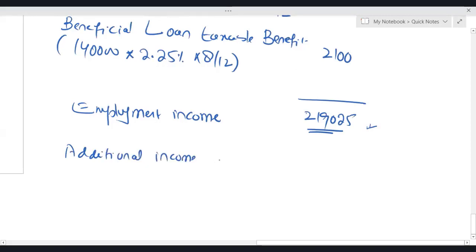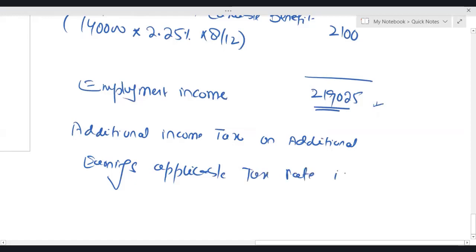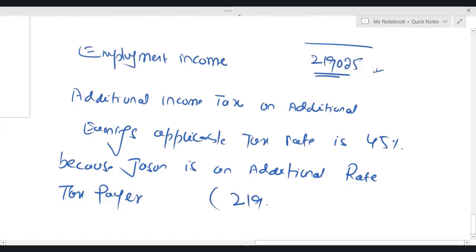Additional income tax on additional earnings. Applicable tax rate is 45% because Jason is an additional rate taxpayer. So simply 2,19,025 minus 196 into 45%.